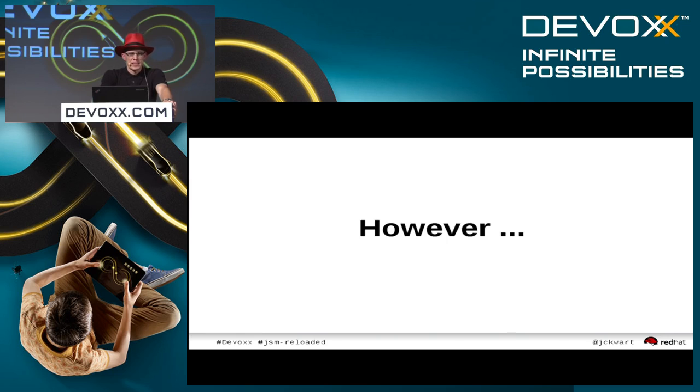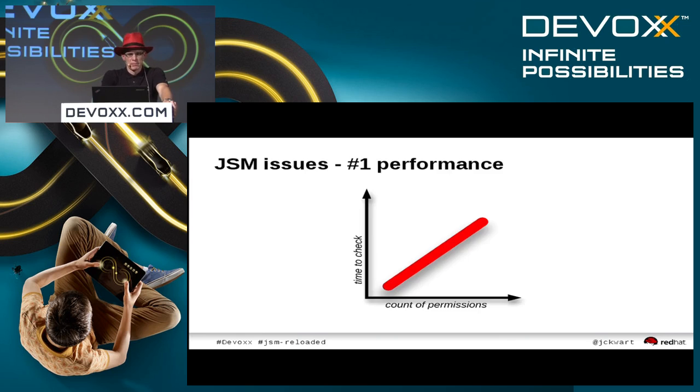However, it's not only positive. Java Security Manager also has some issues. One is performance, as we can expect. If you have more and more permissions, your application gets slower and slower because all permissions have to be checked.